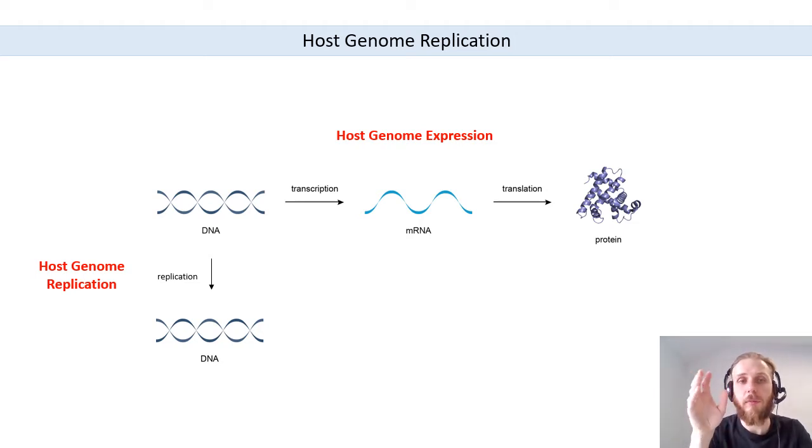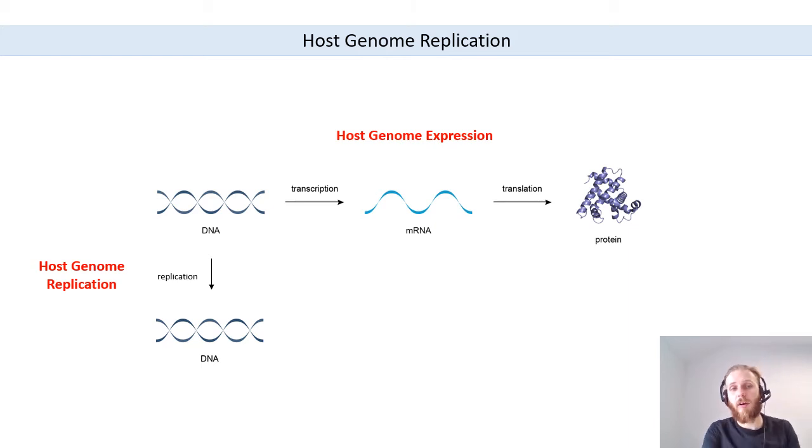The other genome process is host genome replication. So this is a second genomic process that is occurring in the host cell. And this is where the genome is being copied, essentially. That's why we call it replication. And as you can see, the endpoint of host genome replication is an exact copy of the original genome. So this copy is in the same format, it's double-stranded DNA.